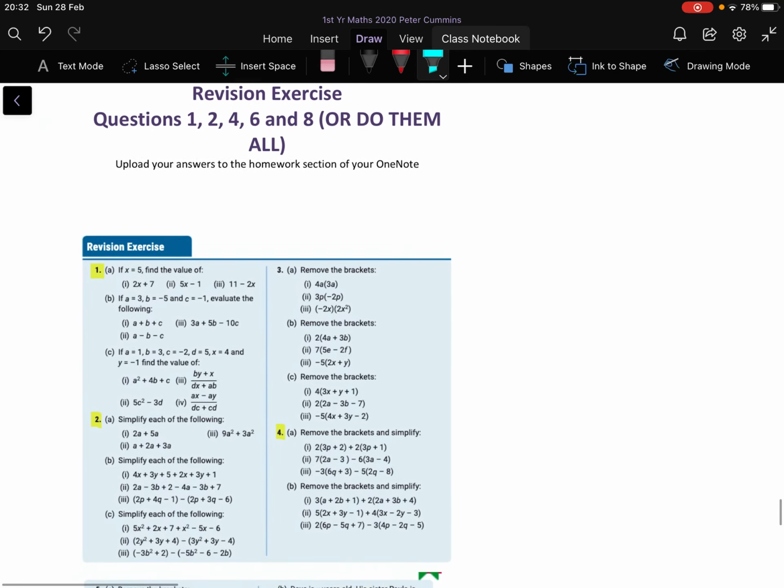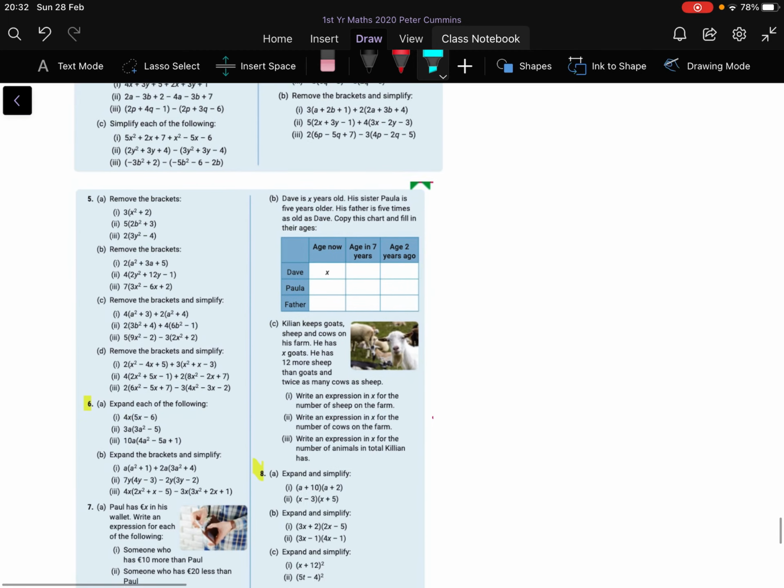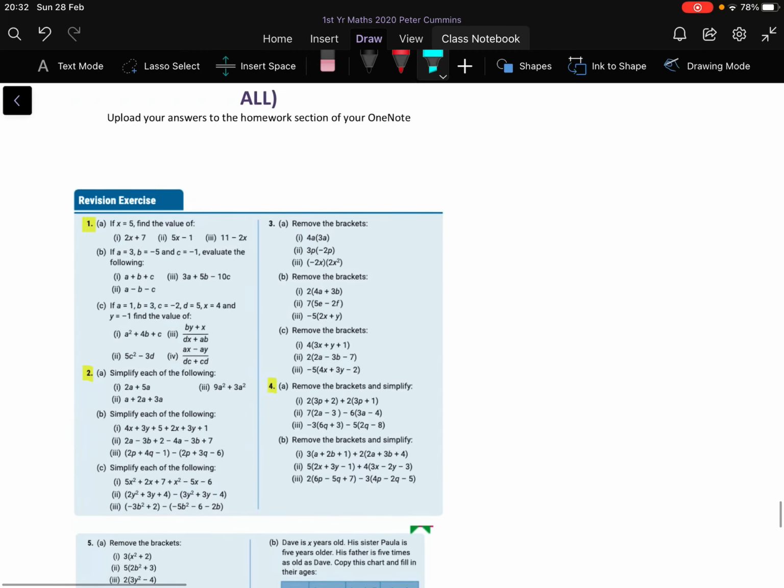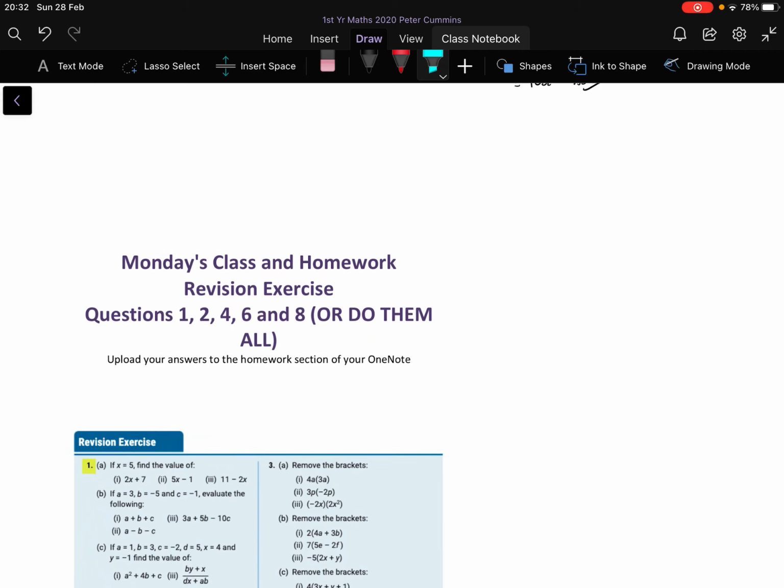Now, in preparation for that, this revision exercise is a great way to figure out which bits you find tricky. So this is what I want you to do for the rest of today's class, the remaining 35 minutes or so. It's pasted in there for you, so your homework for today's class, and I'd like you to spend the rest of the class plus an extra half an hour before lesson number 2. I want you to do questions 1, 2, 4, 6, and 8. Now, loads of you will fly through those in about 15 minutes. Those are the ones I want done and I want uploaded to the homework section of your OneNote so I can check.